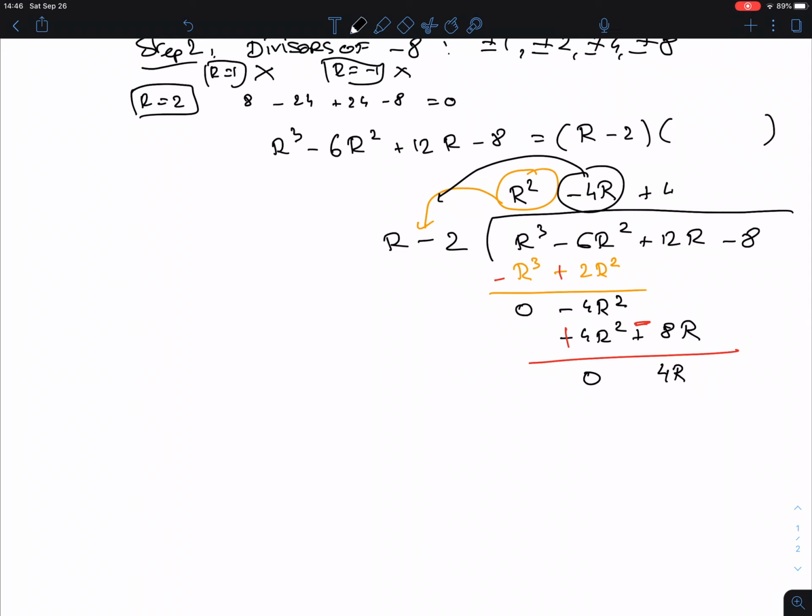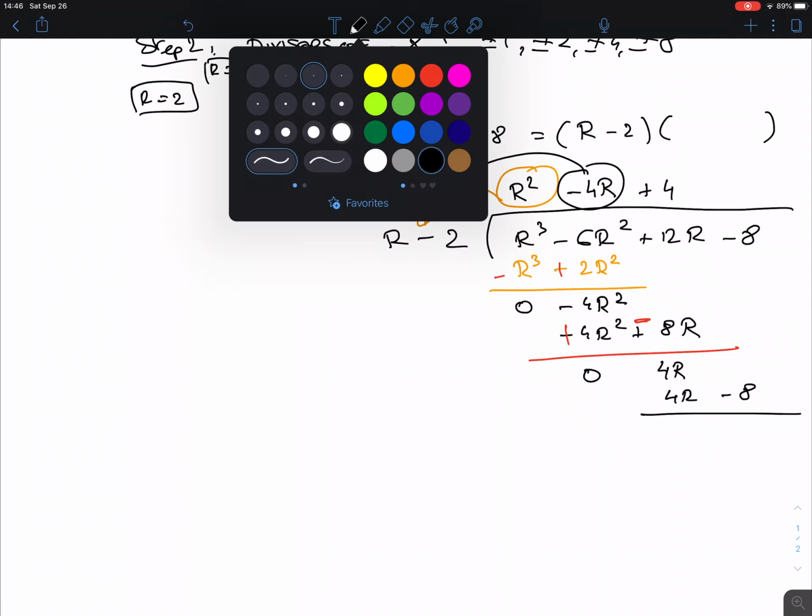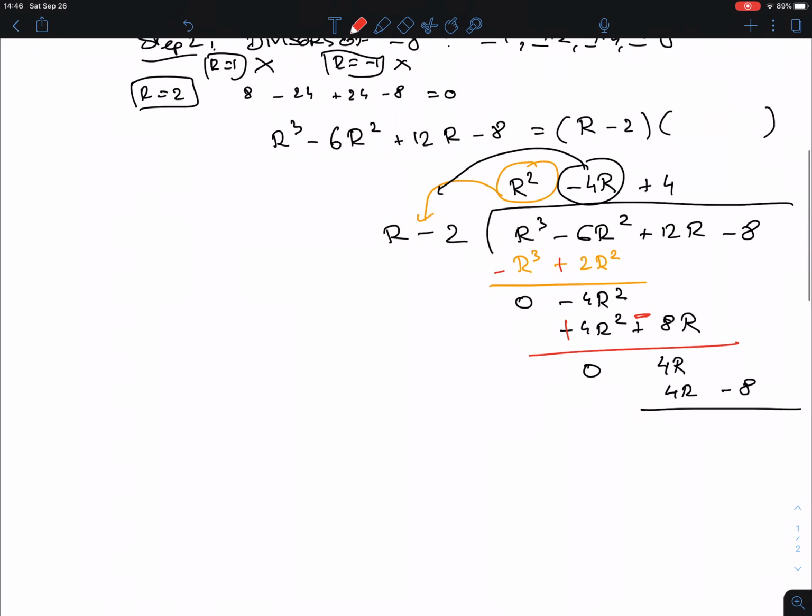times plus 4. So we get 4r minus 8, and we subtract again. Now you see that it's the same thing, so everything is going to cancel, and that's what should happen, right? This is 0, but this also has to be 0 because at the end of the calculation, we should have a remainder 0. Okay, so we know that this now factors as 1. The quadratic that we get here is exactly the outcome of our division.